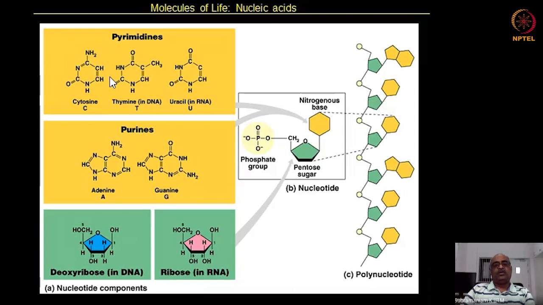In another kind of nucleic acid called ribonucleic acid, or RNA, instead of thymine, you have uracil. So in RNA you find cytosine and uracil instead of thymine. And purines, in both kinds of nucleic acids, are the same 2 kinds. One is adenine and another one is guanine. So here you have the structures. You see the nitrogen atoms present in these molecules. That is why these are called nitrogenous bases.